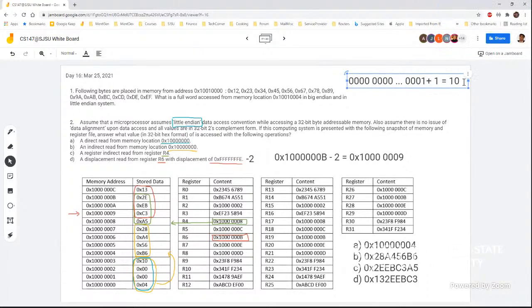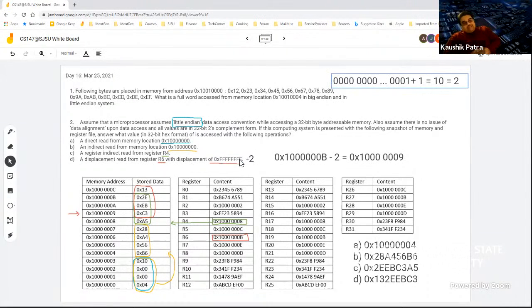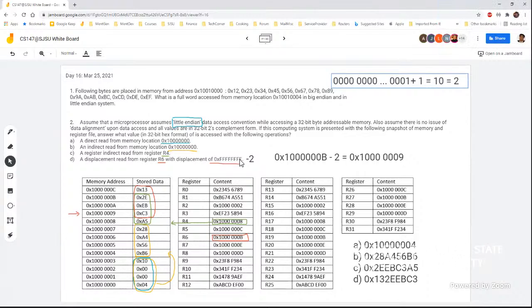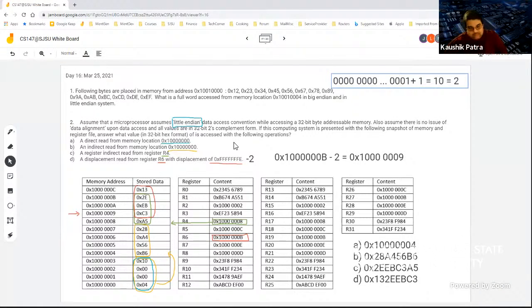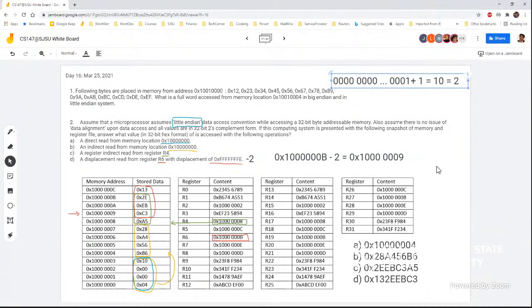Okay, that makes sense, because it's F, so you know they're all ones. But if it was a mix, then it's a little harder. Yeah, I would recommend using a calculator, the programmer's calculator, to do that. Thank you. Okay.